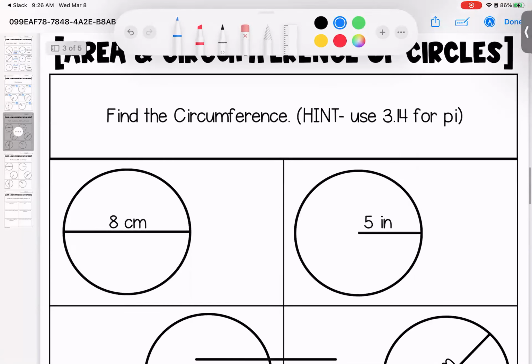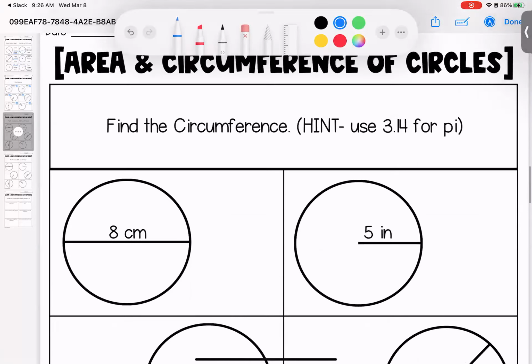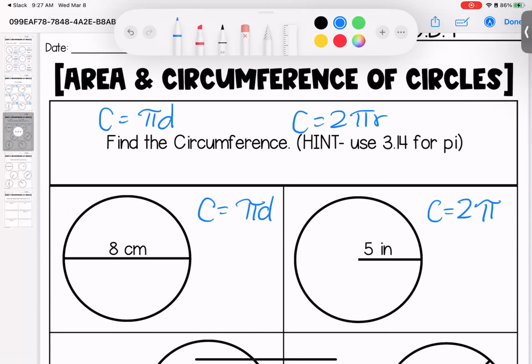Into the equations. We are finding the circumference. As a reminder, we can do that with 2 different measures. We can do pi times d, or we can do 2 pi r. So if we have the diameter, we can use c equals pi times d. If we have the radius, we can use c equals 2 pi r.